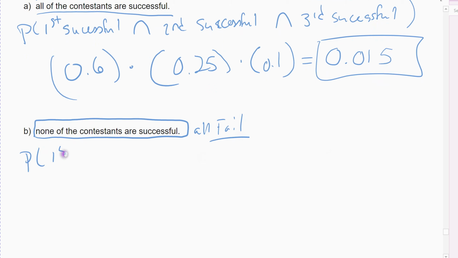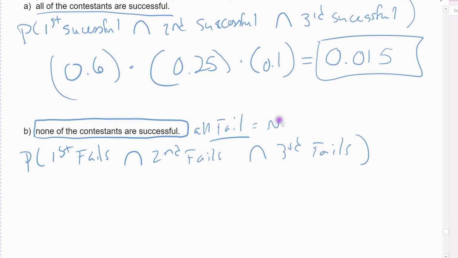All right, so probability the first guy fails. He doesn't make the shot. The second guy fails. And the third guy fails. All right, it is a complement, but it's individual complements. So this would be, right, not successful.